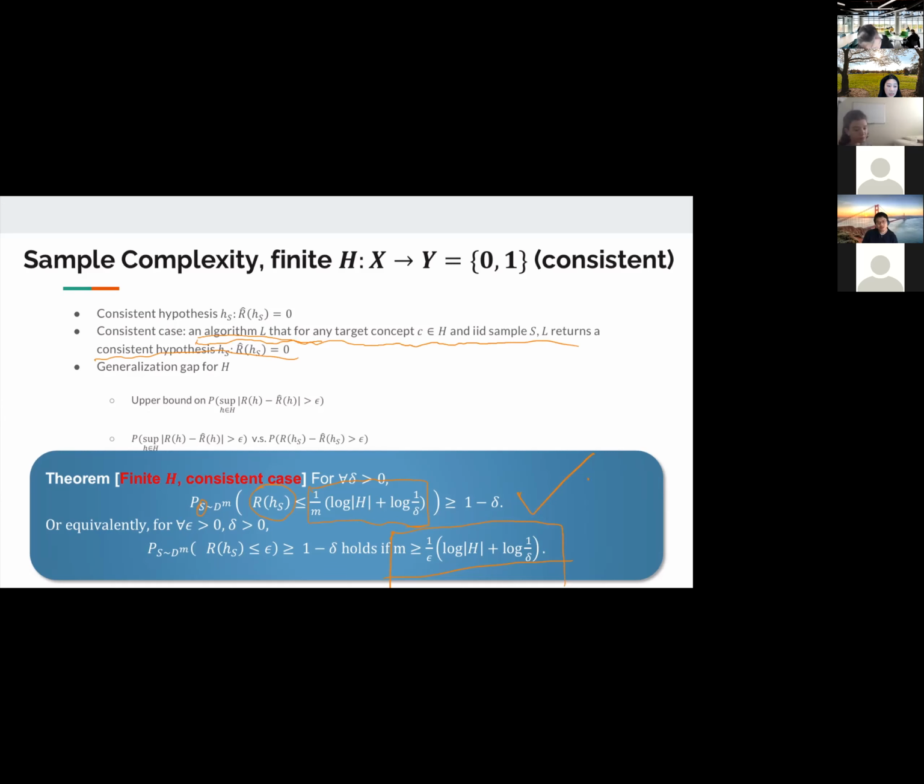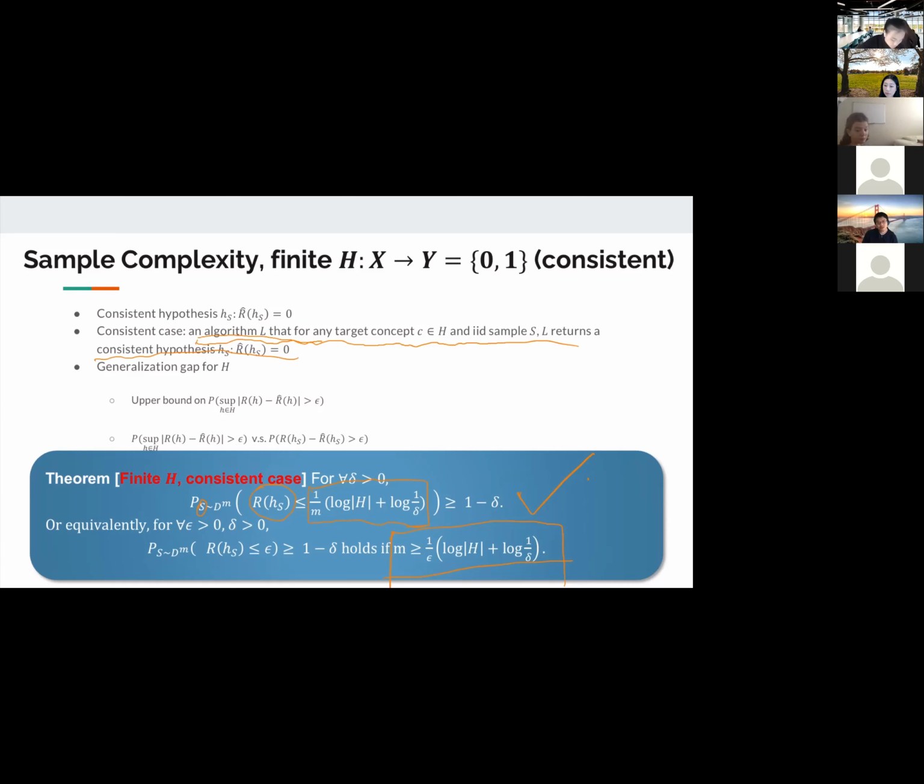So the probability is computed over all possible samples. Yes, also all possible samples of size m. Exactly. So that depends on the underlying distribution D, because all the samples are coming IID from the same distribution D.